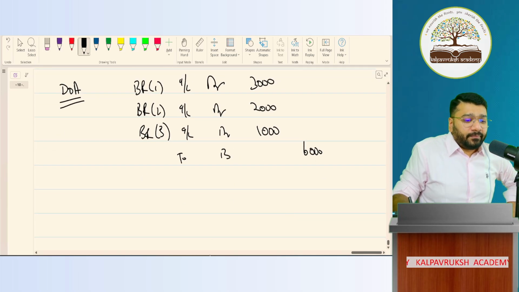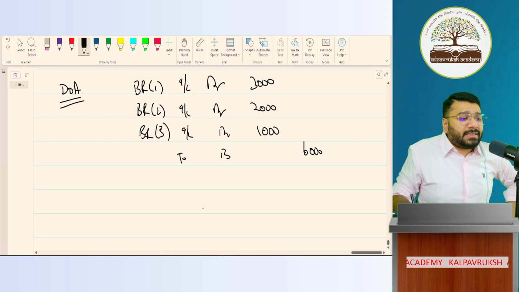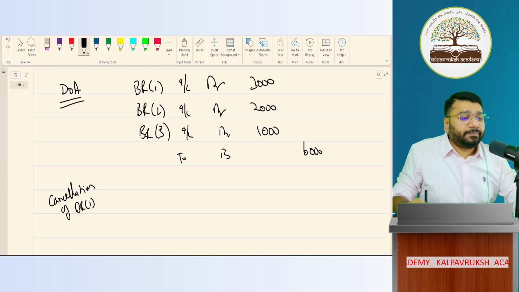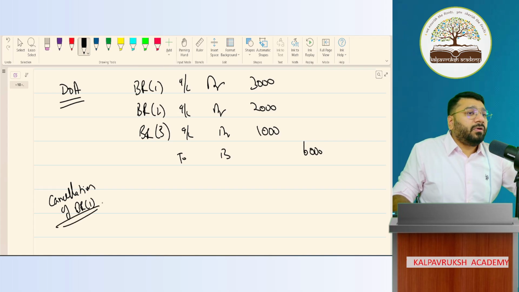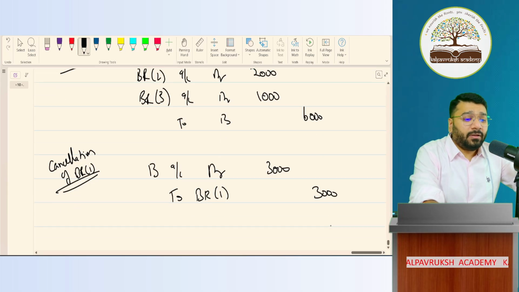Next. What is happening next? A week later, the first bill was mutually cancelled by B. Upon cancellation of BR1, entry please. Very good. We have to recreate the debtor, how much? 3,000, and cancel the asset BR1. To create the asset, debit; to close the asset, credit. Okay, not okay? After this, what entry will come?